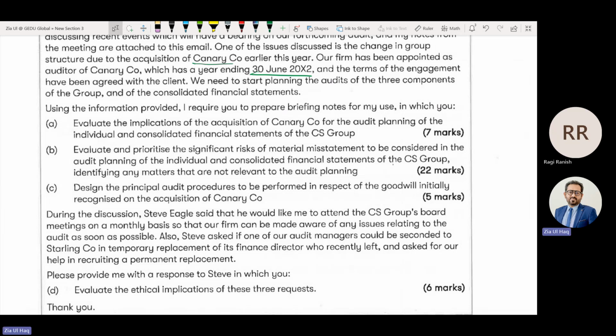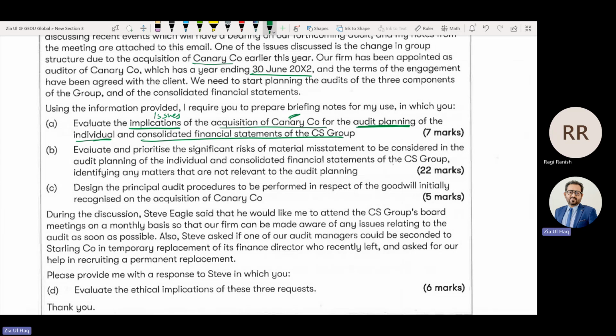Evaluate the implication. What is meant by implication? Issues. You need to evaluate the issues of the acquisition of Canary Company, as the adding of one more company to the group, for the audit planning, from an audit planning point of view. What will be the planning issues relating to the addition of the new subsidiary, from the individual subsidiary point of view, as well as from the consolidated financial statement point of view.